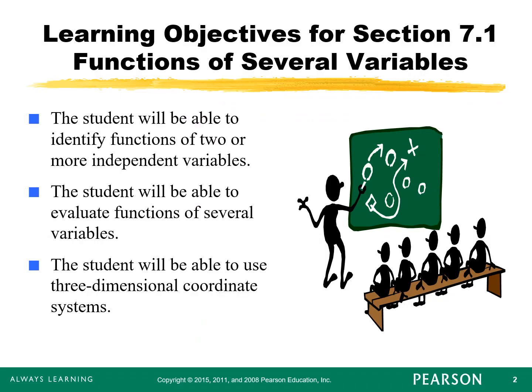The learning objectives of section 7.1, functions of several variables. Here you will be able to identify functions of 2 or more independent variables, mostly 3. The students will be able to evaluate functions of several variables. You will also be able to use the three-dimensional coordinate system, which can be explained like this, with more variables than we can have.